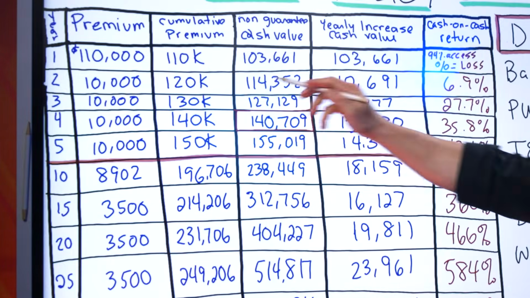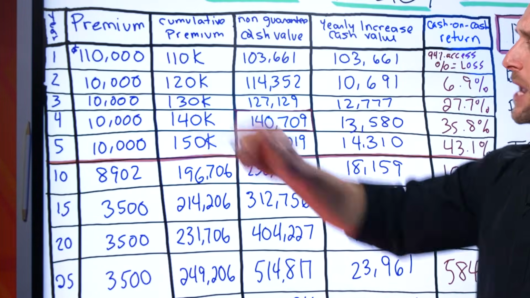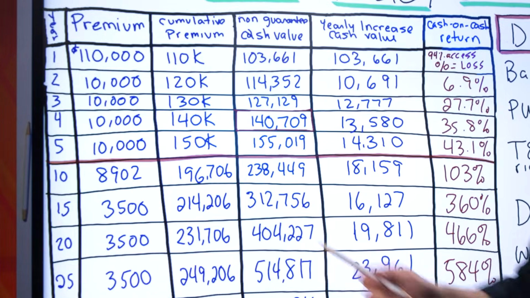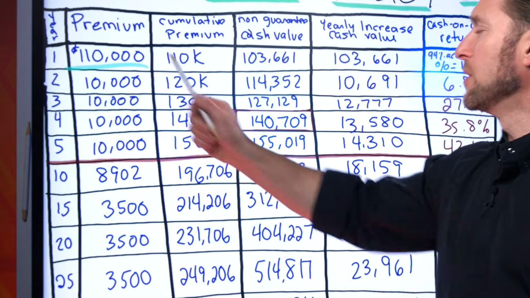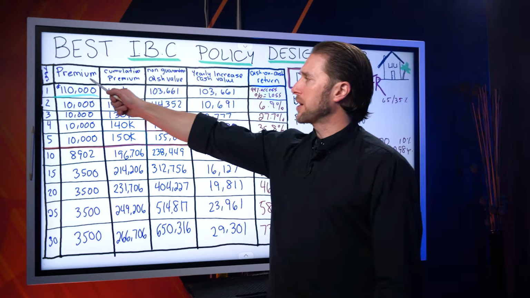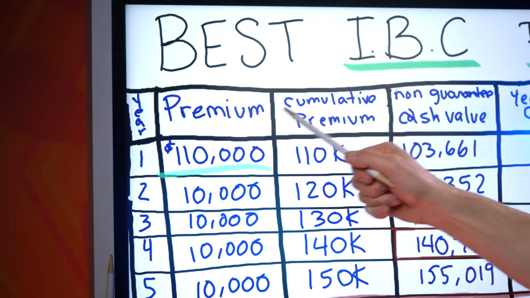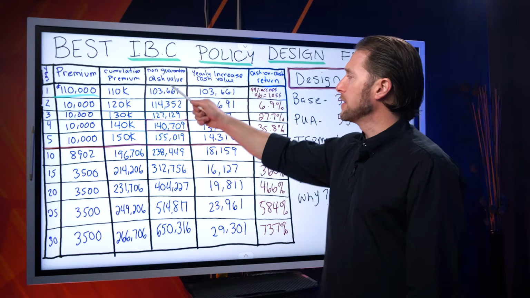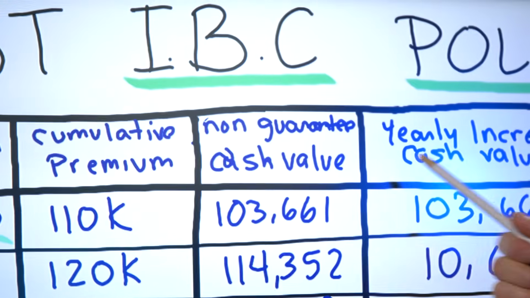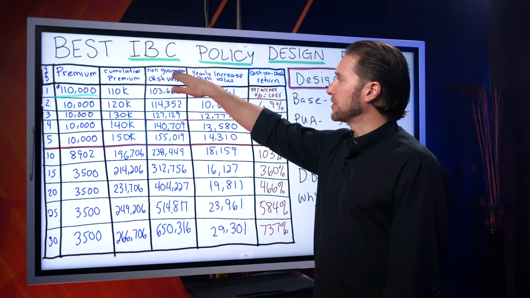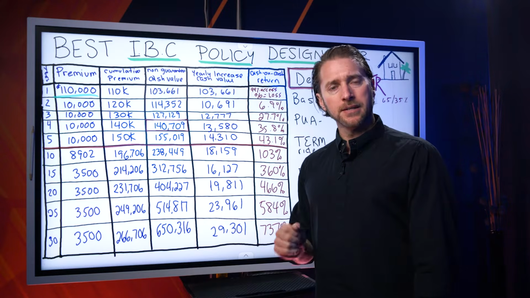So we put 100 grand in all up front, and then we have 10 grand that we can put in each year. So year one, we put $110,000 into the policy, represented right there. I just want to quickly go through it. We got our premium, that's how much we're gonna put in each year. Then we got our cumulative premium, how much you put in over time. Then we've got our non-guaranteed cash value. Non-guaranteed, the reason I write that is that it includes the dividend. The dividends are not guaranteed.